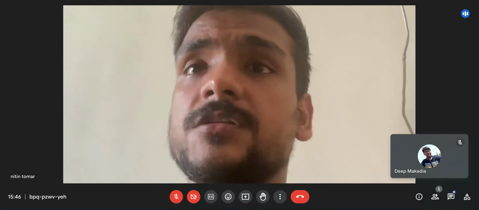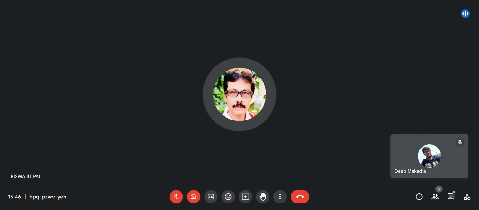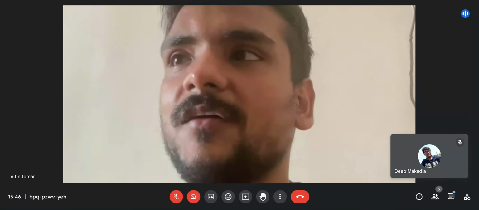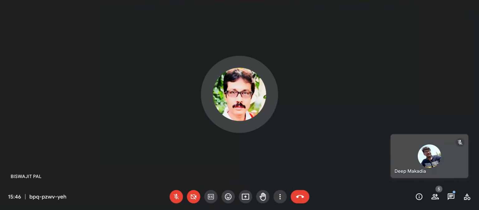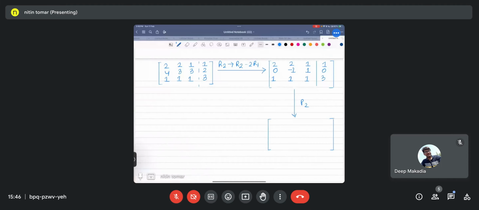What is the second row operation? Can anyone tell? R3 minus half R1. R3 goes to R3 minus half R1. Biswajit, I know you have done, I am asking the other two. Yeah, you're correct. It should be R3 goes to R3 minus 1 by 2 R1.